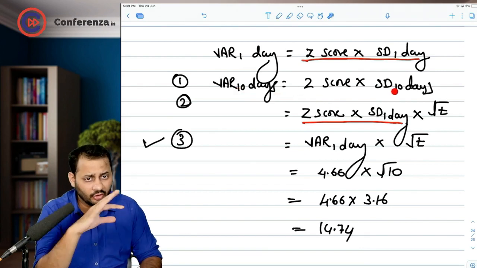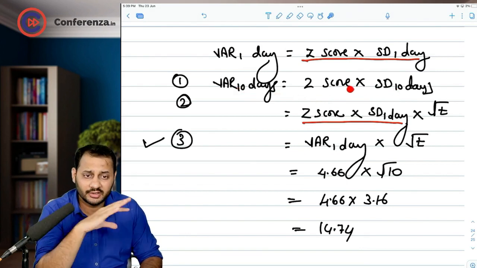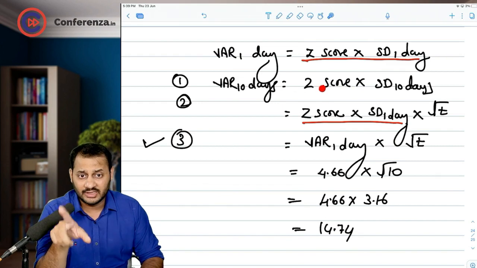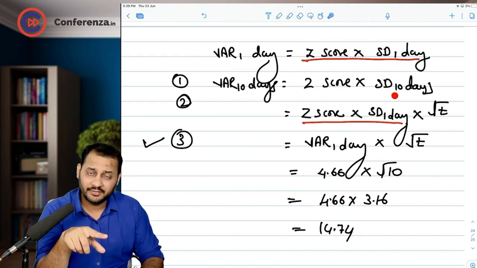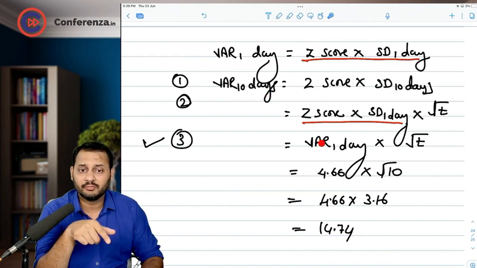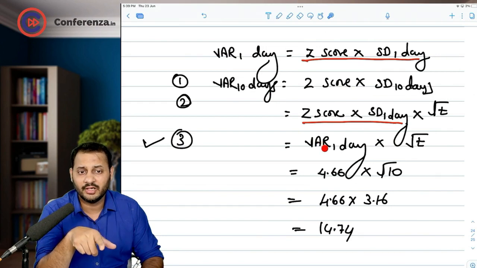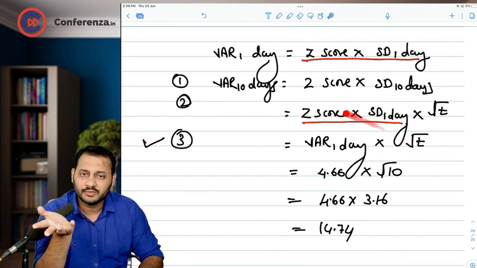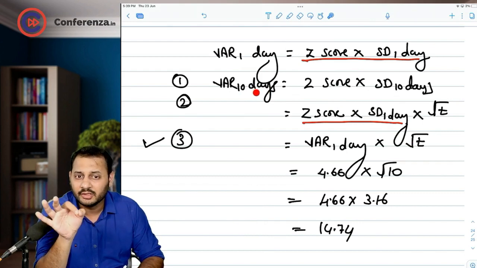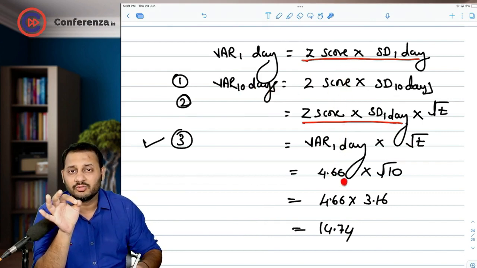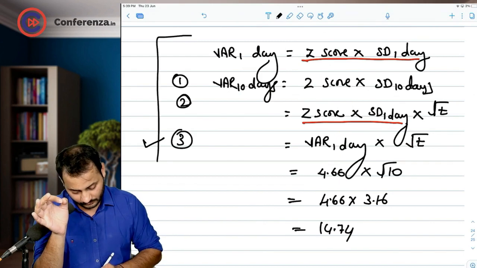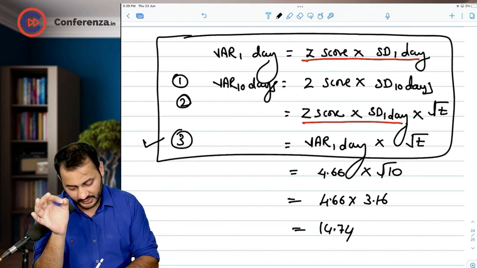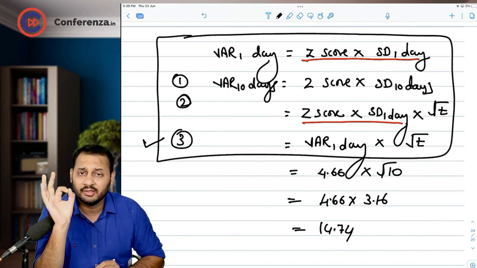They might not give you the standard deviation directly. They will not give you the z-score. Without z-score and standard deviation also you can calculate VAR with the help of this. VAR for 1 day into under root t will give you VAR for 10 days, meaning for t days. Are you getting it? So you need to remember this formula. This much is very, very important.